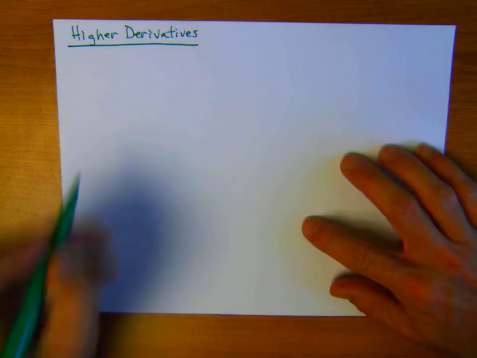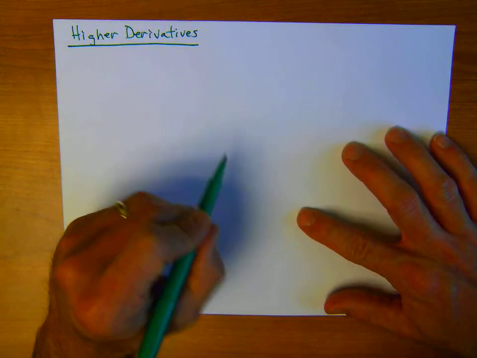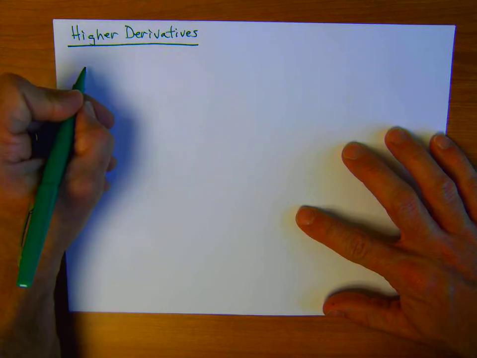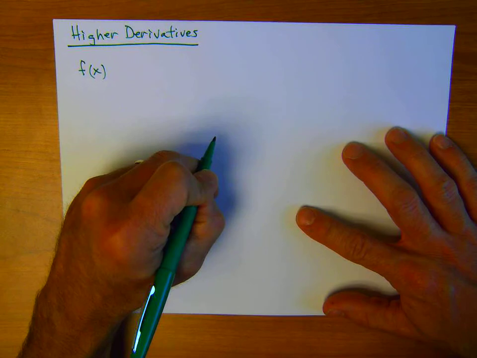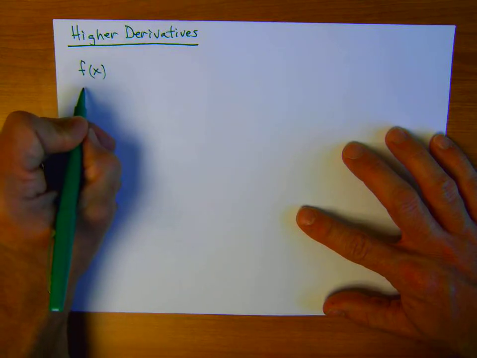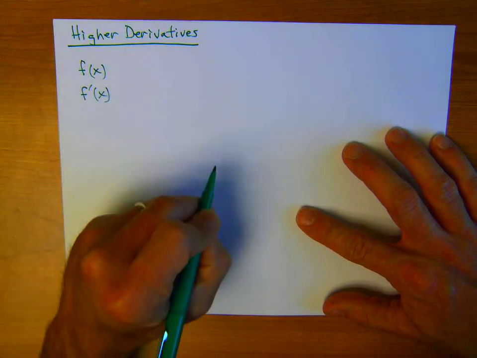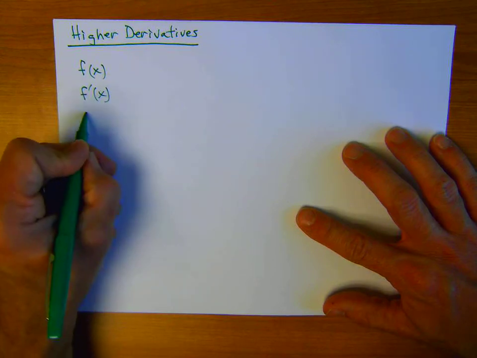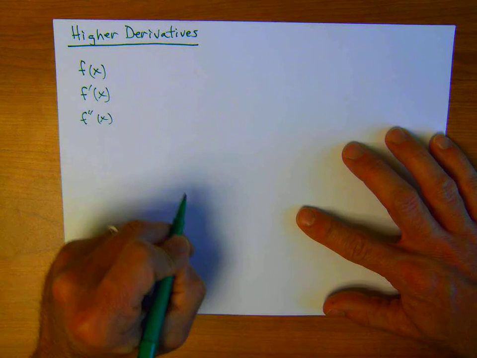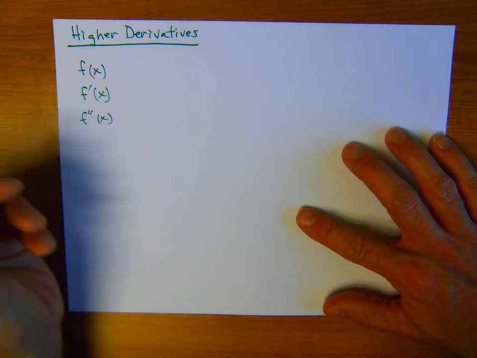In this lecture, I want to talk about higher derivatives. And what do I mean by higher derivatives? Well, I mean taking more than the derivative once. So for example, if I start off with the function f, I could take the derivative of that, and I would get f prime. But if this is a function, then I could take the derivative of this as well, and I could get the second derivative.